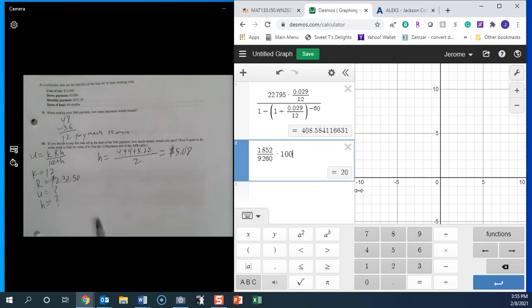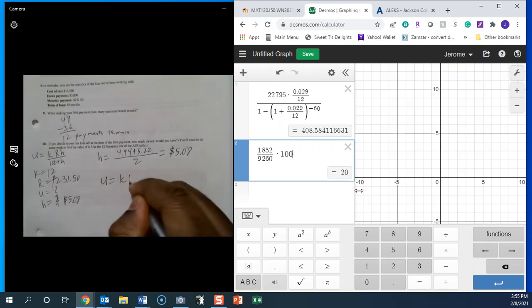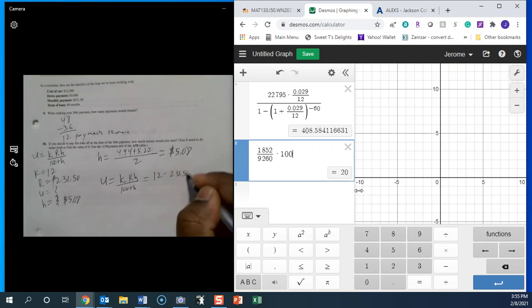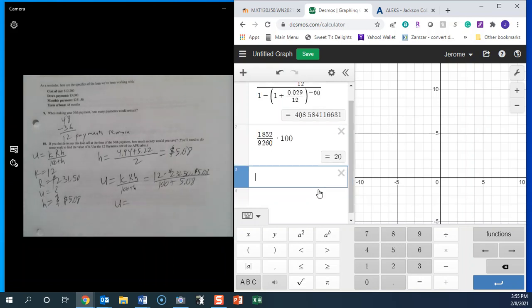Okay, now we have H, which is $5.08. Now we can solve. U is equal to KRH all over 100 plus H. So K is 12. R is 231.50. And then H is $5.08. All divided by 100 plus 5.08. So now we can put this in our calculator.